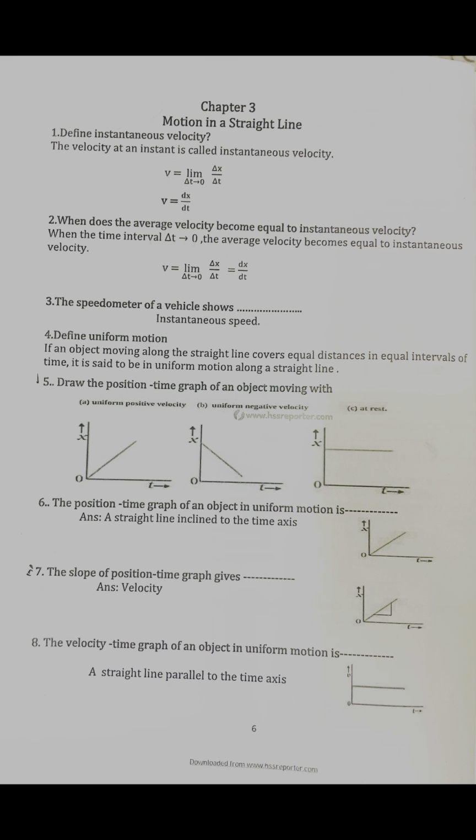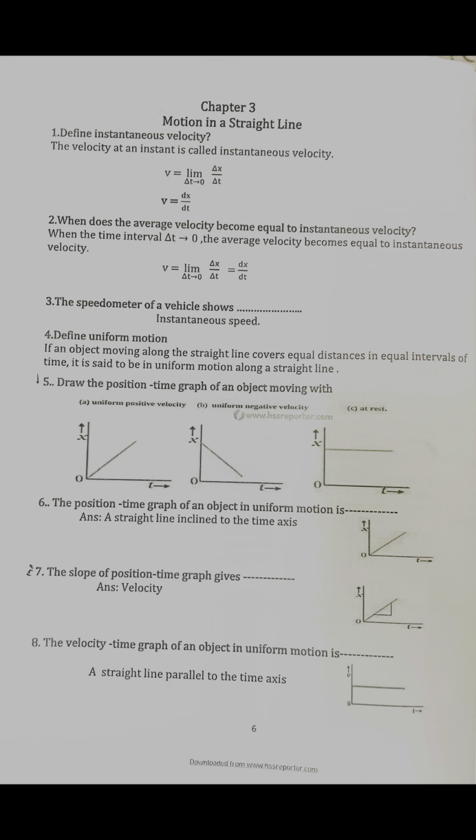Draw the position time graph of an object moving with uniform velocity, uniform negative velocity, and at rest. We are going to draw three graphs. On the x-axis we represent time, and on the y-axis we represent position. This type of graph is called a position time graph. When we draw it, remember that position comes first, so position is plotted on the y-axis and time on the x-axis. So a position time graph is a y-x graph.